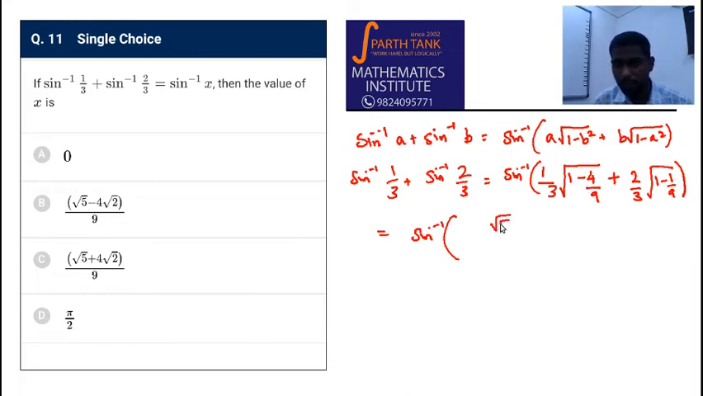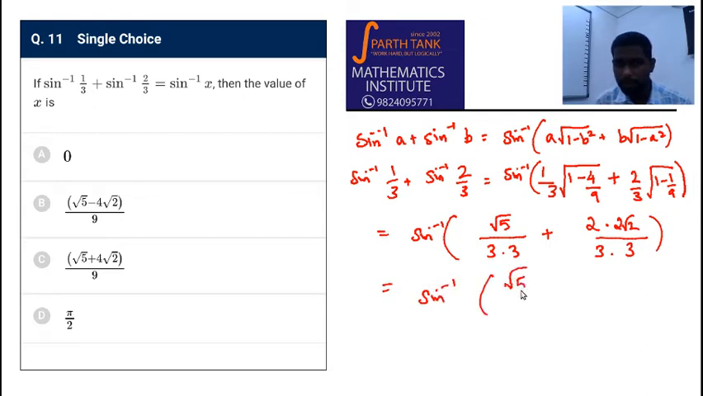So square root of 5 by square root of 9 is 3. So I have 3 into 3 plus 2 times. Here 9 minus 1 is 8. So 8 under root is 2 root 2 by 3, and this another 9 gives another 3. So this becomes sine inverse of root 5 plus 4 root 2 upon 9.